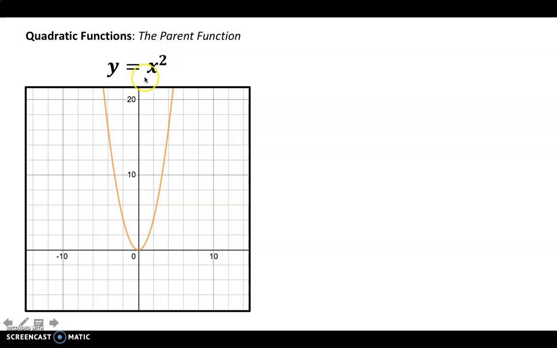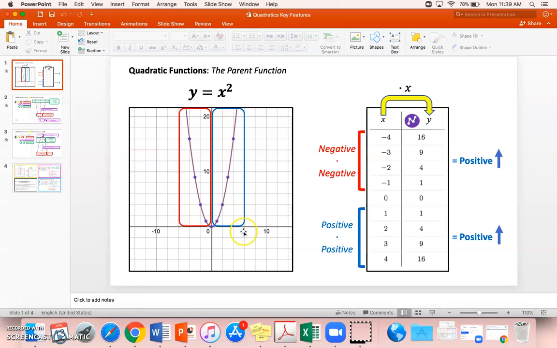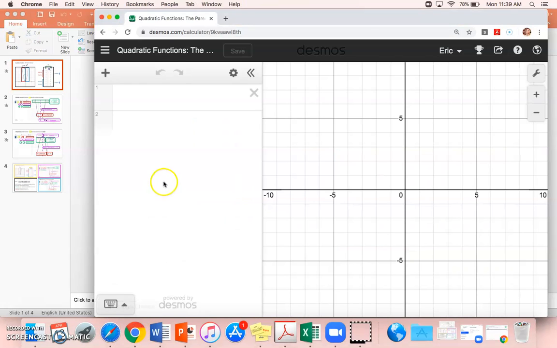The main thing to know is I can add things to this x squared. I can put numbers in front, I can put numbers behind. But if the highest degree, the highest exponent in the equation, is a 2, then the line is going to curve. And we call that quadratic. Quad, think of 4, like a square. Sometimes we'll say x to the second power is x squared. So quadratics are just x to the second power. I'm going to show you on Desmos real quick what that could look like.